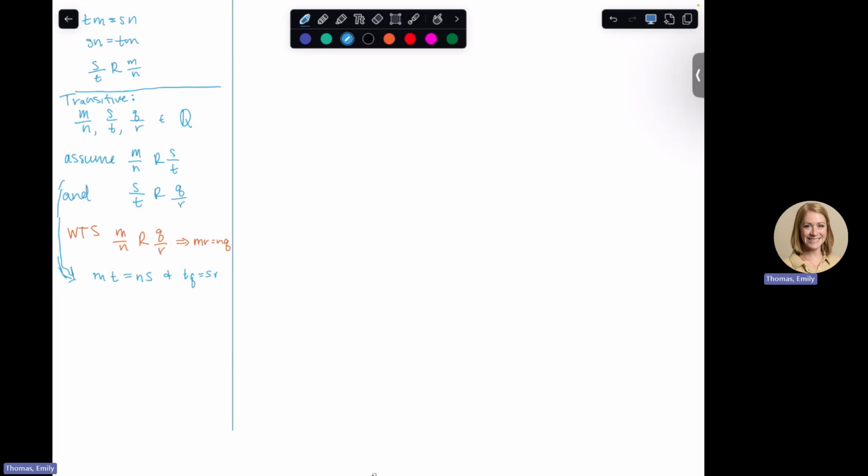Okay, so we're going to use substitution. But we have to be careful about this. We can only divide by one of these guys because those are the ones that we know aren't 0. So we can divide by N, we can divide by T, or we can divide by R. We're trying to get MR is equal to N times Q.